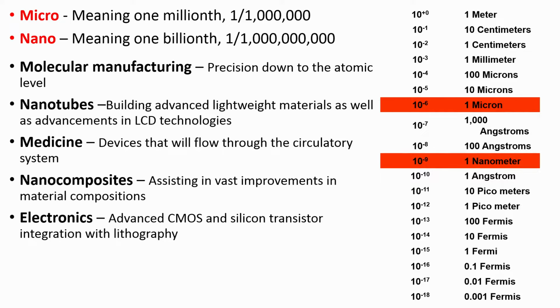Micro means one-thousandth. A human hair is about 80 to 100 microns. Now, you are talking about 1 micron, which is about 10 to the power minus 6. You can see on the right side of this slide, starting from 1 meter, then 10 centimeters, 1 centimeter, 1 millimeter, 100 microns, 10 microns, 1 micron, then angstroms, and then 1 nanometer. What we will be talking about is this particular range from micro to nano.